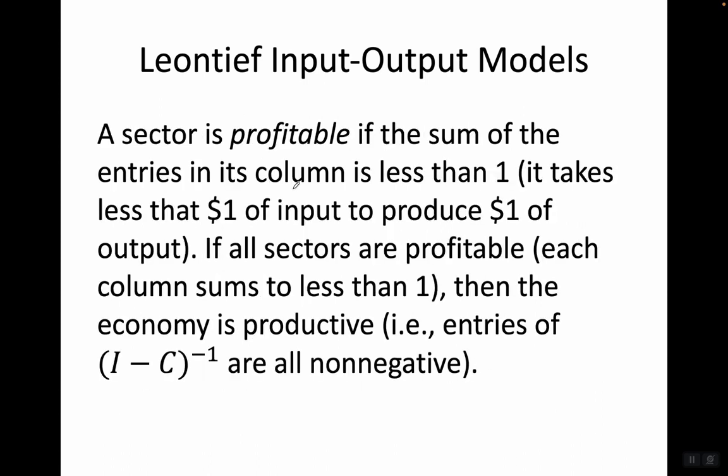A sector is profitable if the sum of the entries in its column is less than 1. In other words, it takes less than $1 of input to produce $1 of output. If all sectors are profitable, that is, if all column sums are less than 1, then the economy is productive. So, in other words, the entries of I minus C inverse would be all non-negative. So if all sectors are profitable, then the economy is productive.